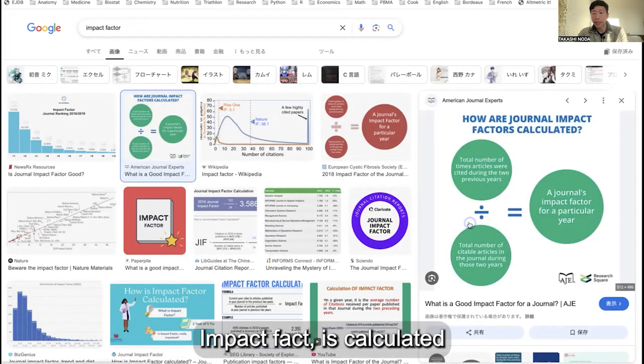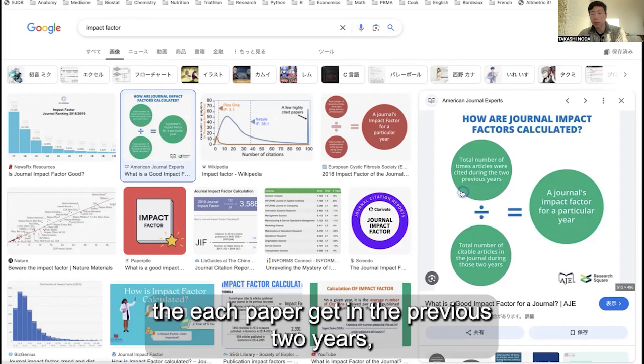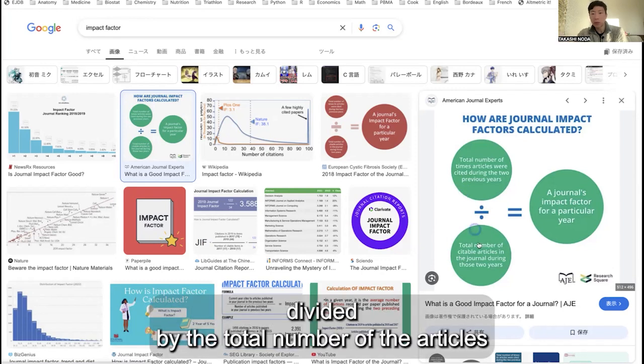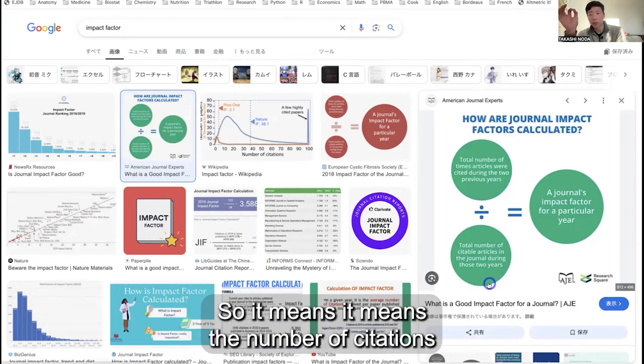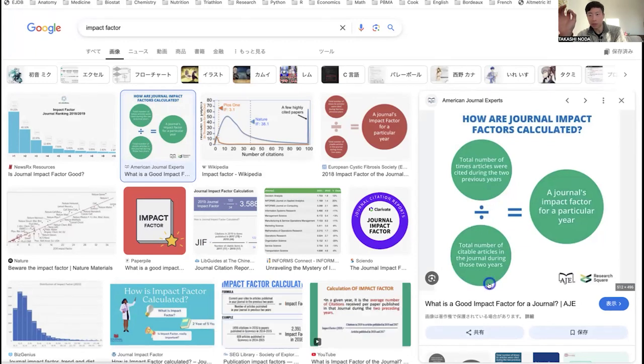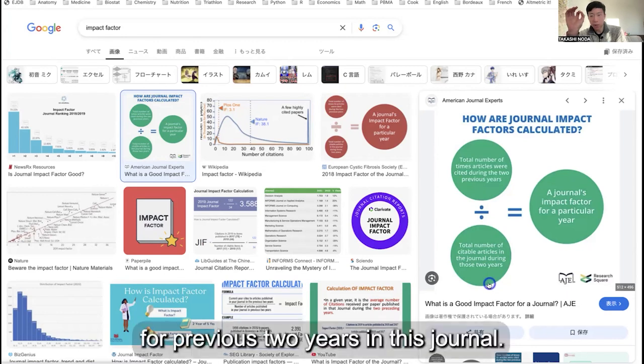Impact factor is calculated as the total number of citations that each paper gets in the previous 2 years, divided by the total number of articles each journal published for the previous 2 years. So it means the number of citations that each paper gets for the previous 2 years in this journal.